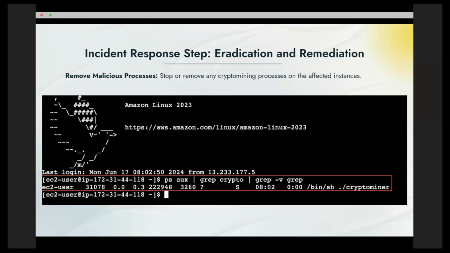The last step will be the eradication and the remediation. So you need to remove the malicious process, stop or remove any crypto mining process running on the affected instance. In this example, I'm assuming that crypto miner is the name of the malicious process that is running under the context of EC2 user, having a process ID of 31078. So we need to kill it remotely.